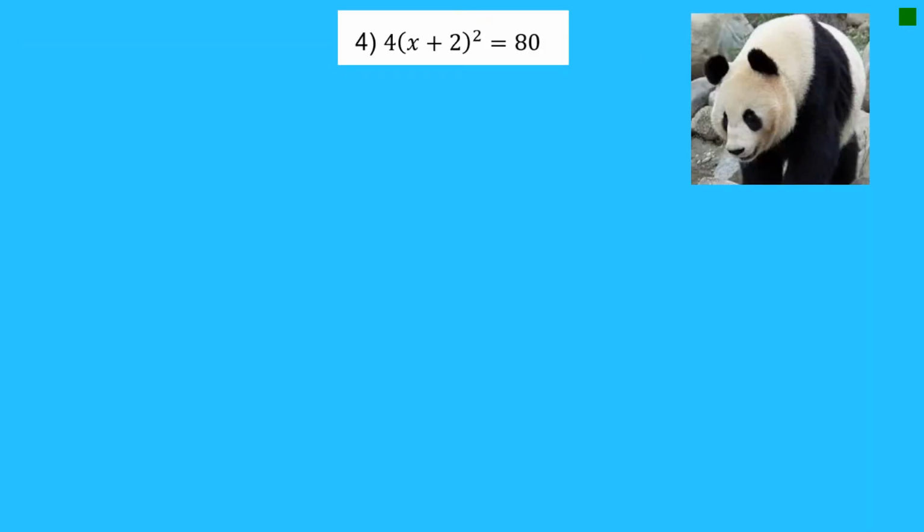Okay, once again, I've got the squared term. There's only one variable, but that 4 is not part of the square, so I'm going to divide both sides by 4. I have (x + 2) quantity squared equals 20. One variable term.